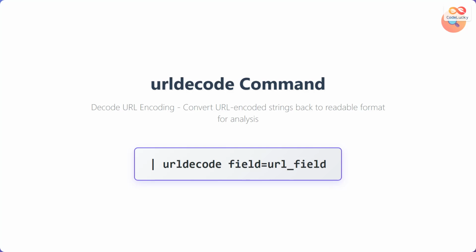Welcome to this tutorial on the URL-decode command in Splunk SPL. The URL-decode command is a powerful tool that converts URL-encoded strings back to their readable format. This is essential for analyzing web data where special characters have been encoded for safe transmission over the internet. The basic syntax is pipe URL-decode field equals your field name.